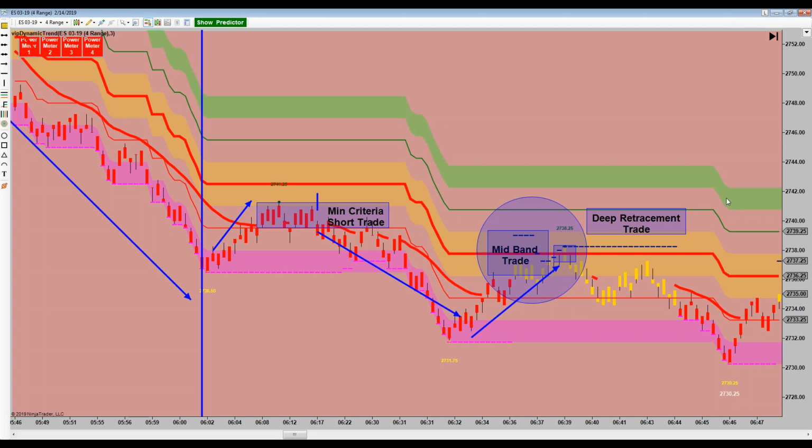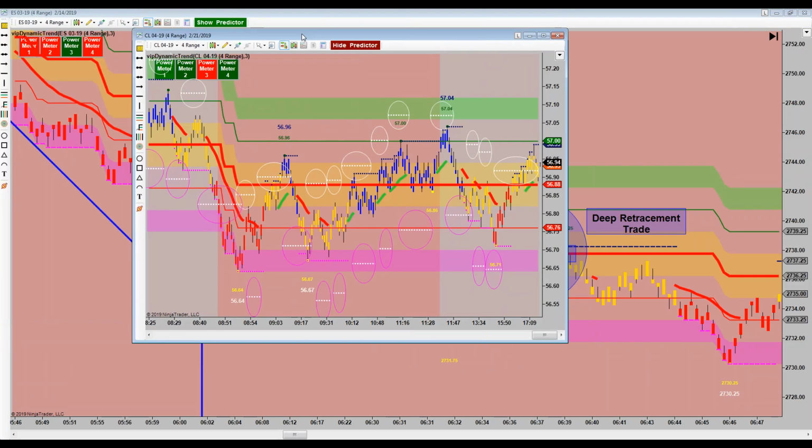Here's another problem. I'm showing you ES here because ES is a fairly, I don't want to say slow, but methodical instrument because it's so heavily traded by institutions and algorithms that it respects support and resistance lines. It tends to trend very nicely. You can get in and out very quickly. There's huge liquidity. Put a lot of size on it. But take oil, for instance. I'm just going to use some random examples. Here's an example of crude right here. It's crude right now.